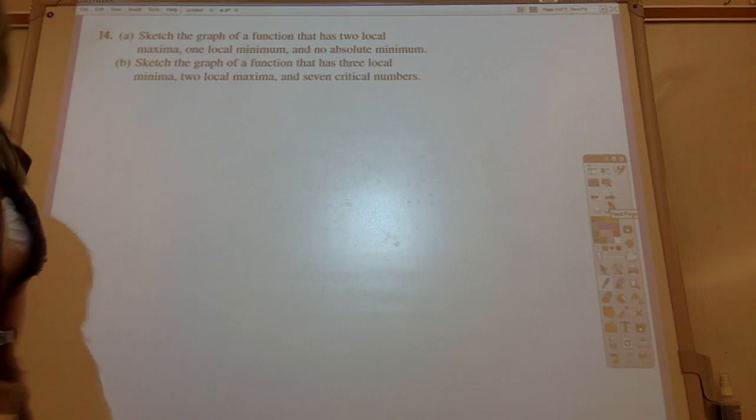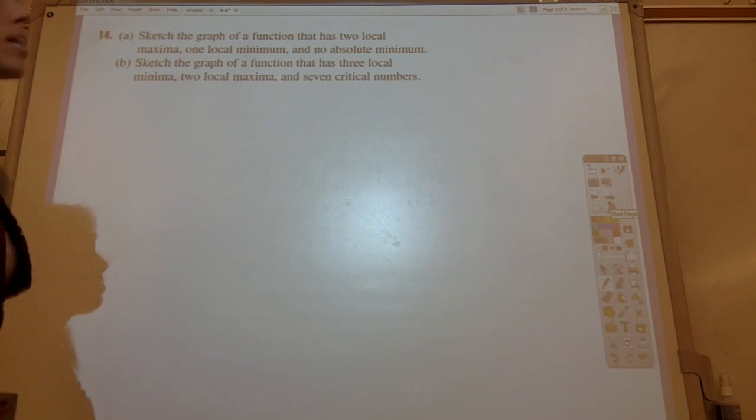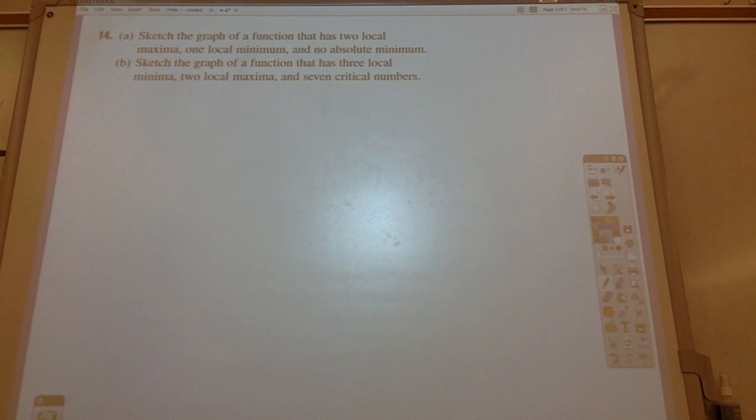All right. Okay, sketch the graph of, oh, I like this. And anybody who would rather do it up here may. You're just going to come up with your own graph. Nobody's has to look the same. Sketch the graph of a function that has two local maxima. This is sort of like a Latin thing. So you have a maximum, or the plural is maxima. Okay. So two local maxima, one local minimum, and no absolute minimum.